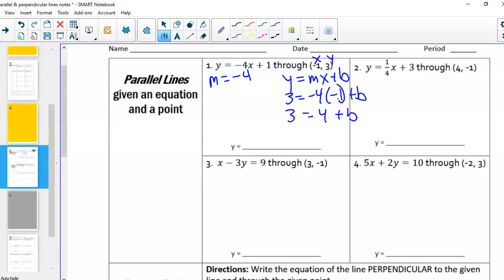So this would be 3 equals 4 plus b. What would b be? It is a y-intercept, but what would the value be? -1. So now we have our slope, we have our y-intercept. What's our equation? y equals -4x plus -1, so it's slope x plus our y-intercept, or y equals -4x minus 1.